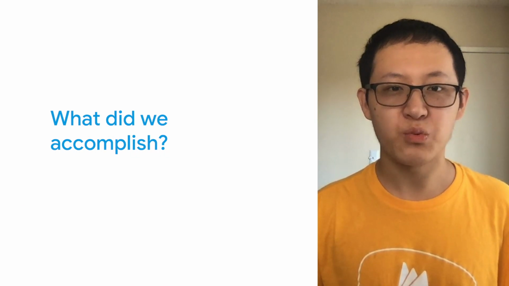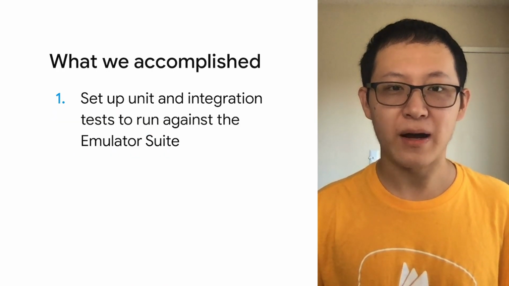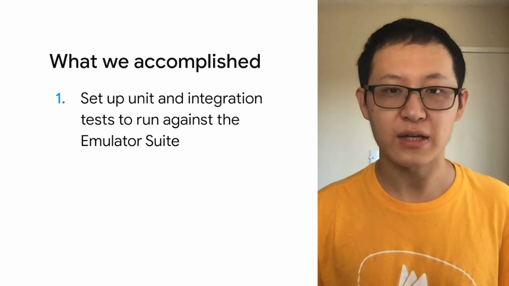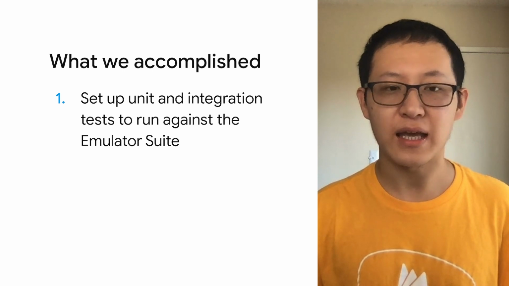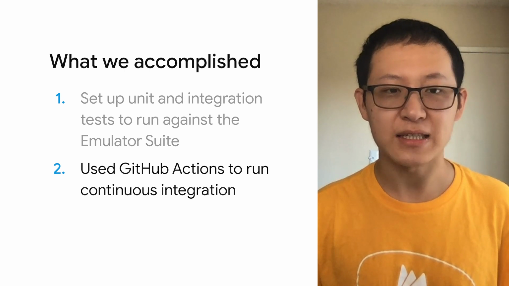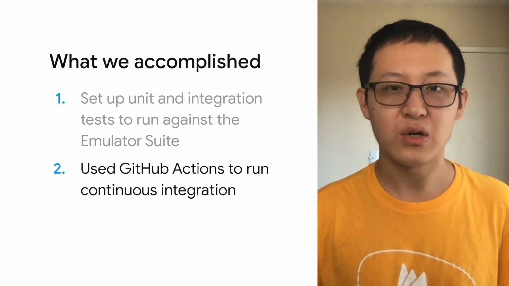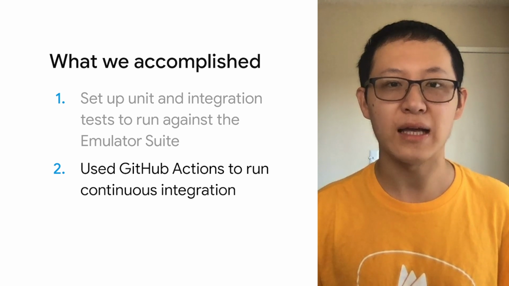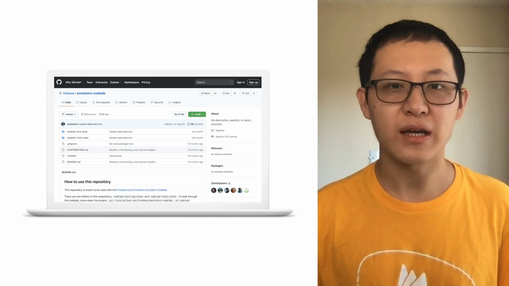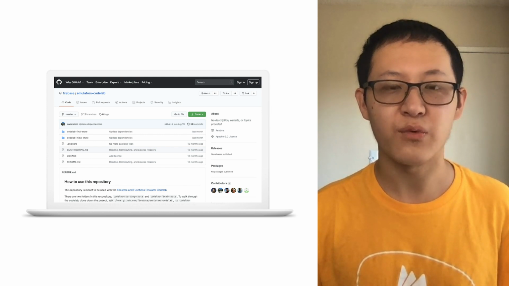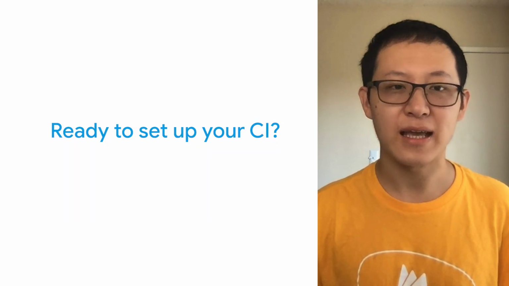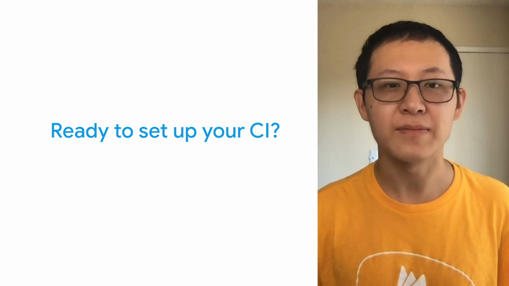To recap, here's what we did today. We talked about how we used the emulator suite to make sure our app is working correctly using unit tests and integration tests. We then showed you how you can use GitHub Actions to run continuous integration, running these tests as soon as you change something. You can find our example app code, including all tests and GitHub workflow configuration here. I hope you're now ready to write some tests and get them running on CI.